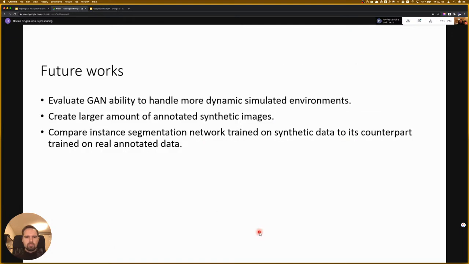So for future work, what could be improved here is that it would be interesting to see how a GAN can handle more dynamic environments, where in the simulated environment there are more objects moving, maybe illumination changes a lot, and things like that. Then also in this work, I still generated not that big an amount of images, only around 1,500.